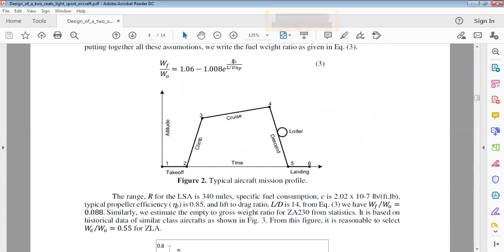So we have the R value, the L by D value, and eta P. The eta P value is 0.85, fixed, and L by D is taken as 14, and the C value is taken as this. Just put in the values, with R given as 340 miles, and get the result with the calculator. What value will we get? It will be around WF by W naught equal to 0.088. These are the values that will be given, and according to that we have to calculate.